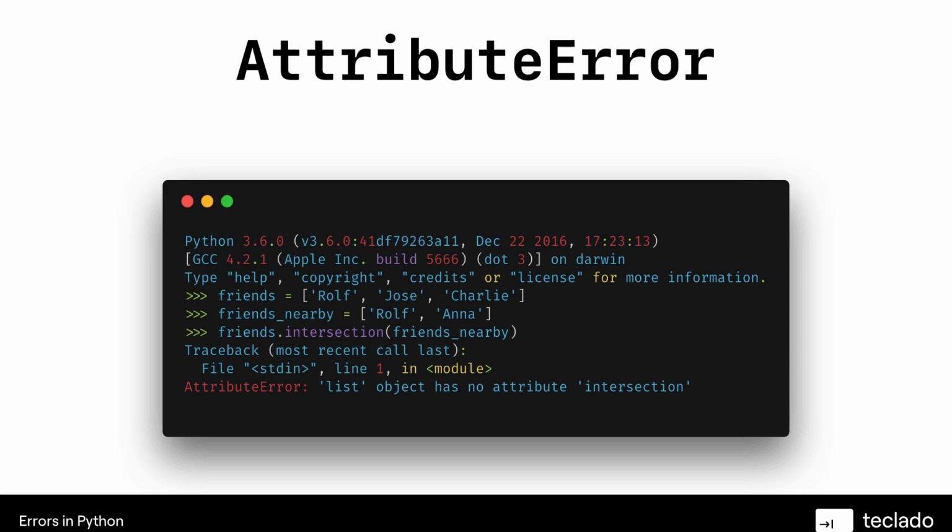So this is a nicer error message. It tells you what object you tried to use, in this case a list object, and it tells you what you tried to do that you cannot do, in this case use the intersection attribute. Okay. This is a pretty nice error. When you get it, you see, okay, I messed up, I used the wrong thing there.